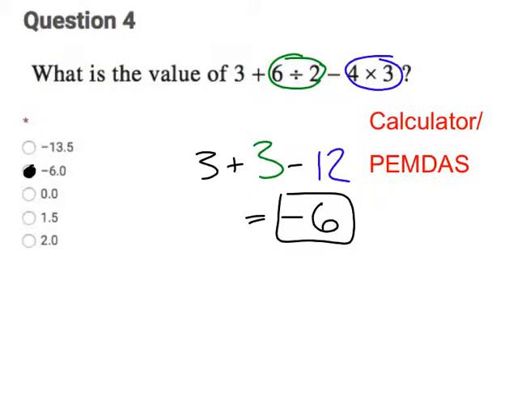Question number 4, you really got to watch PEMDAS. It's very tempting to just enter all that in your calculator. Be sure you do multiply and divide before you add and subtract. So I get 3 plus 3 minus 12, which is -6.